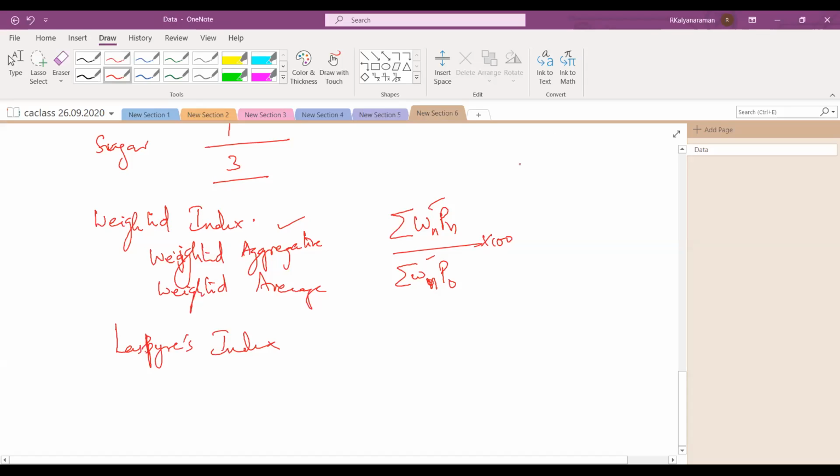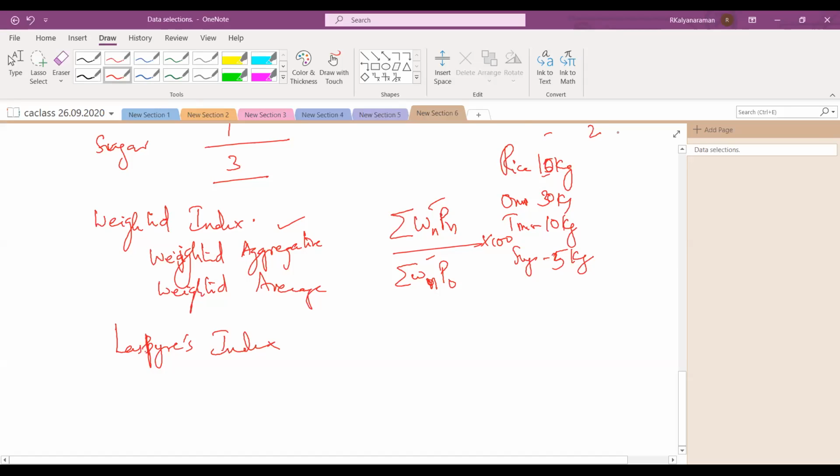So suppose in 2018, I am comparing now. In 2018, I bought 5 kg of sugar, average per month, 3 kg of onion, tomato 10 kg, and 10 kg of rice per month. So the quantities are weights.